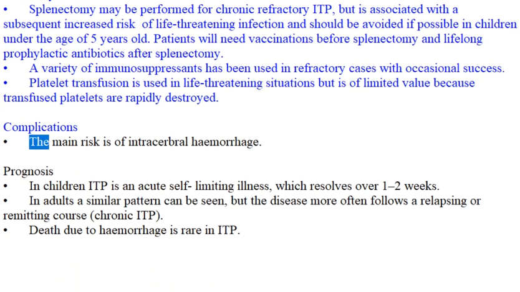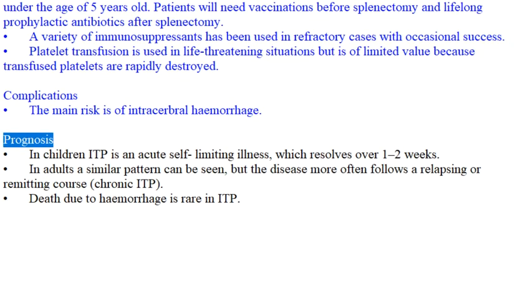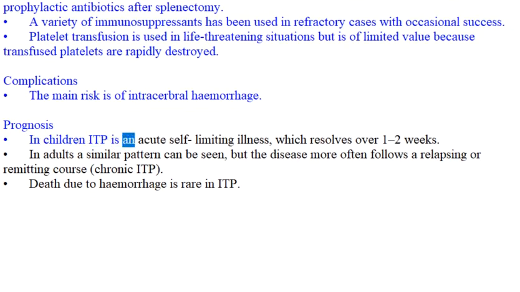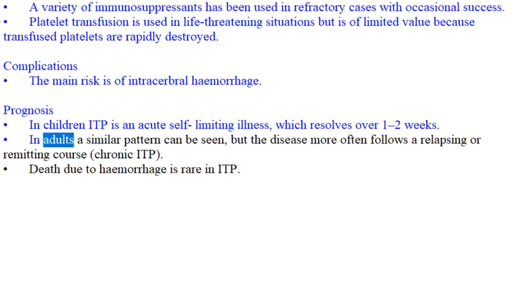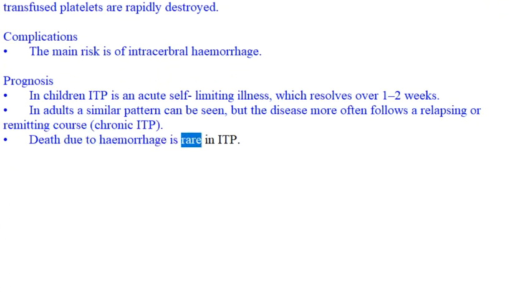Complications. The main risk is of intracerebral hemorrhage. Prognosis. In children, ITP is an acute self-limiting illness, which resolves over 1-2 weeks. In adults, a similar pattern can be seen, but the disease more often follows a relapsing or remitting course, chronic ITP. Death due to hemorrhage is rare in ITP.